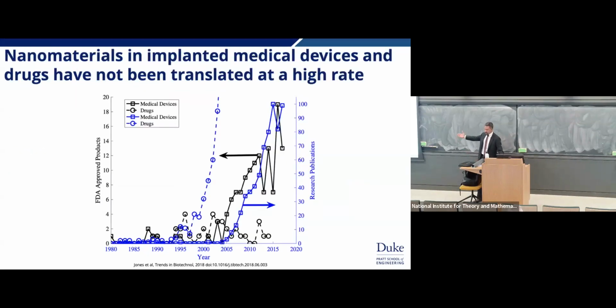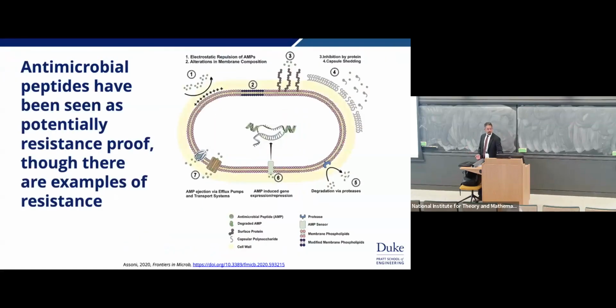So nanomaterials is kind of the summary of that. They haven't really been used that often, right? So if you look at nanomaterials as implanted medical devices, they really aren't translated at a high rate, even if you have a high publication rate, which, I mean, that's common for most things, but for nanomaterials, it just really wasn't there. Antimicrobial peptides are currently all the rage.